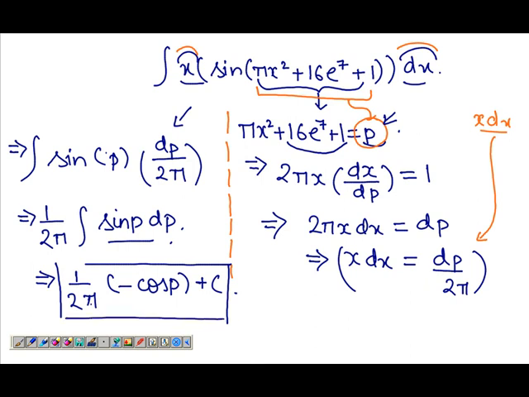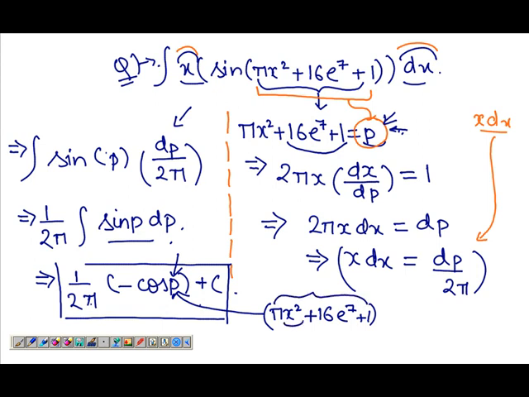In fact, you can always replace p by pi x squared plus 16 e to the 7 plus 1 in the answer, because p is something that you've chosen yourself. It was not there in the question. Let's say this is the problem you're given, and p is not there in the problem. It's something that you've chosen yourself. So at the last step, you should always replace p by whatever variable was given in the question.